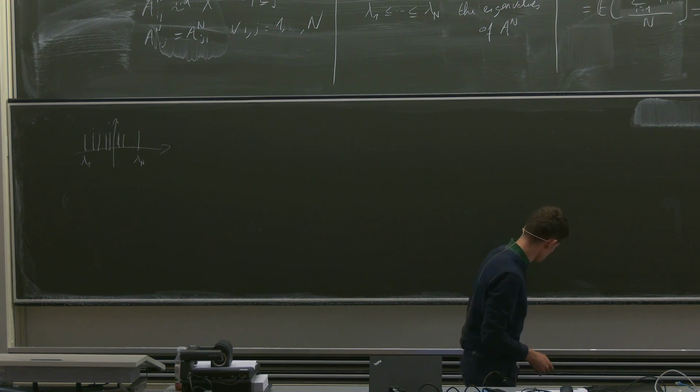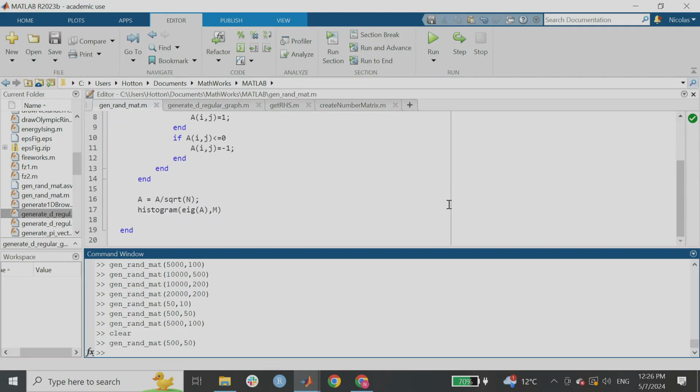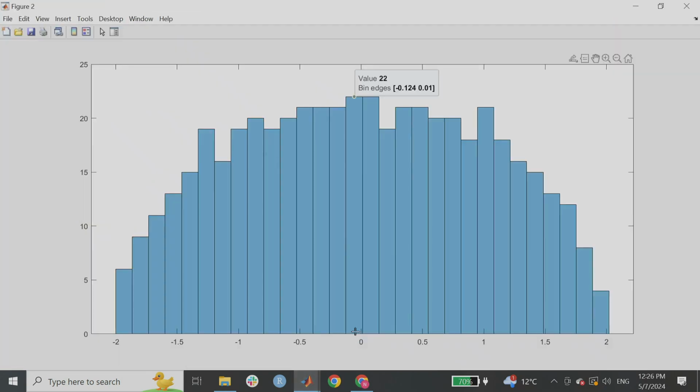So maybe I can show you some plots. To get started, let me generate a 500 by 500 matrix, and we put it in, say, 30 bins. Let's see how this looks. So it looks like this. You can see there's a shape appearing, and it seems like all the eigenvalues are in the interval -2, 2.